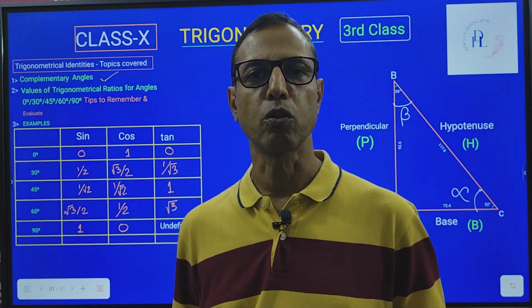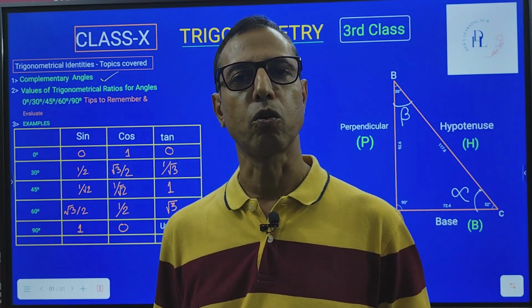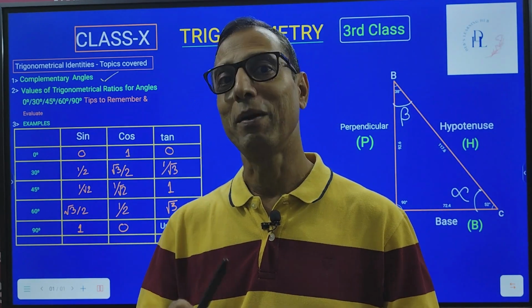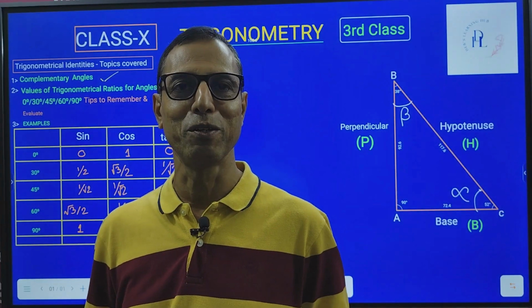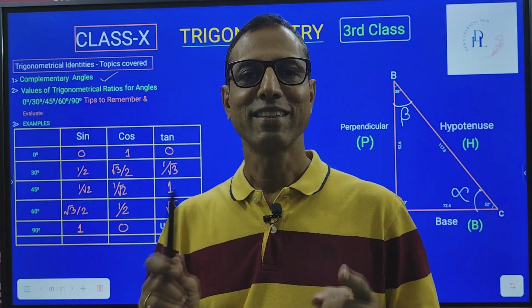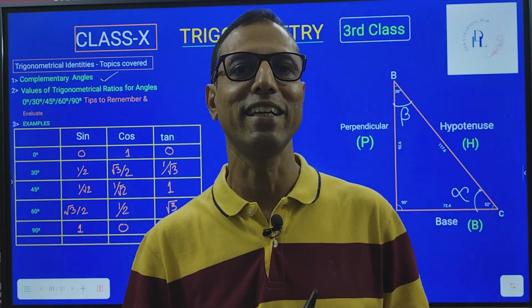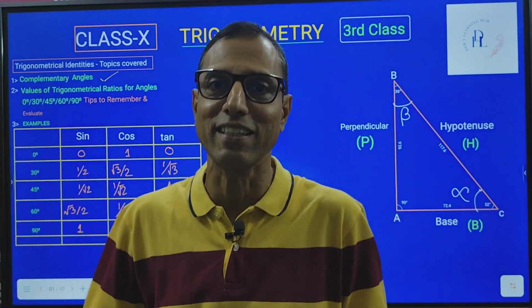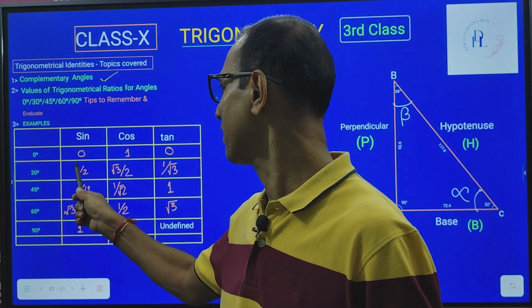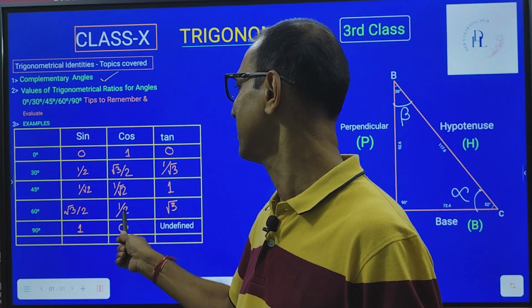Sin 0 equals cos 90, sin 30 equals cos 60. Why? Because just now I have shown you the complementary angle. Sin theta equals cos of 90 minus theta. So sin 30 degree equals cos of 90 minus 30 degree, that is cos 60 degree. Therefore sin 30 degree equals cos 60 degree.